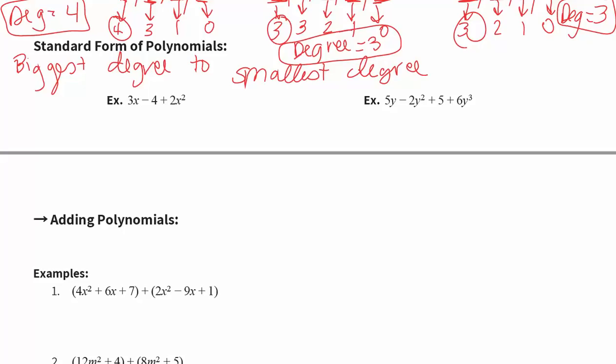So if I look at my terms, my biggest exponent is 2x squared, so that's going to come first. My next one is 3x, so it's positive. And 4 is negative, and it has no exponent. It has a degree of 0, and so that's put in standard form. So go ahead and pause this video, and I want you to try the last one on your own.